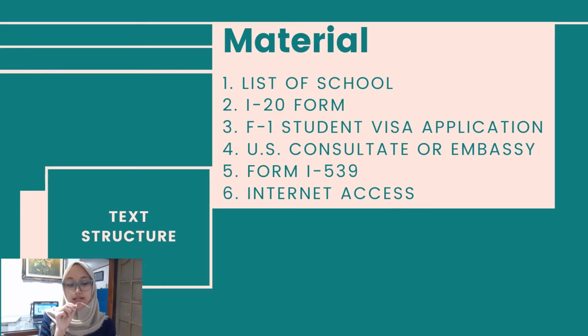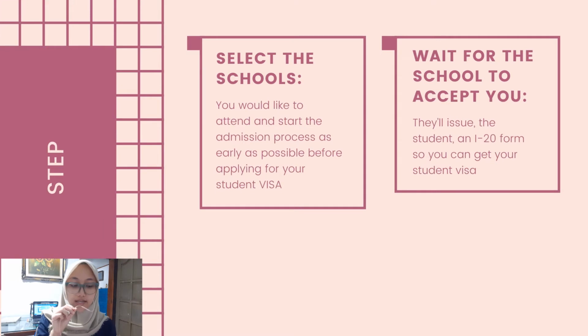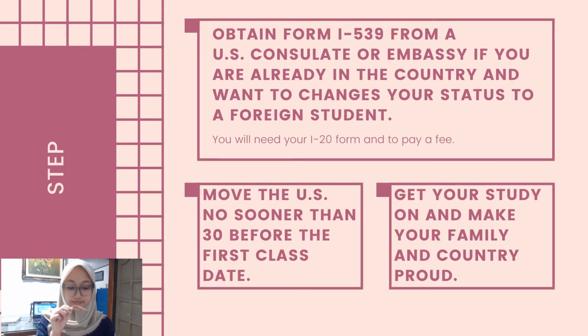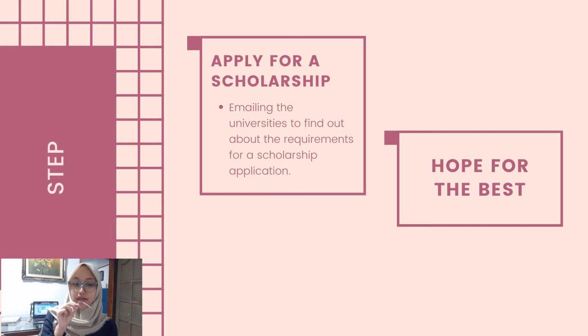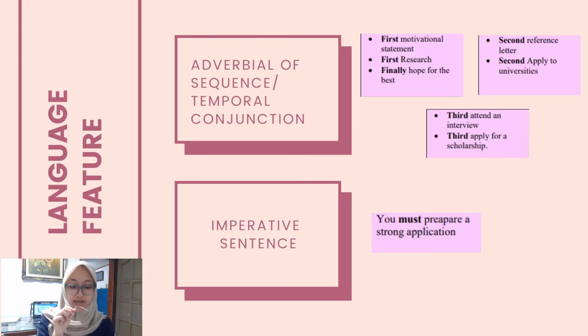The next step is to apply to universities. You need to get a place at a university. You must prepare a strong application. Ensure you demonstrate all your skills and talents. The third step is to apply for a scholarship, emailing the universities to find out about the requirements for a scholarship application. And finally, hope for the best.